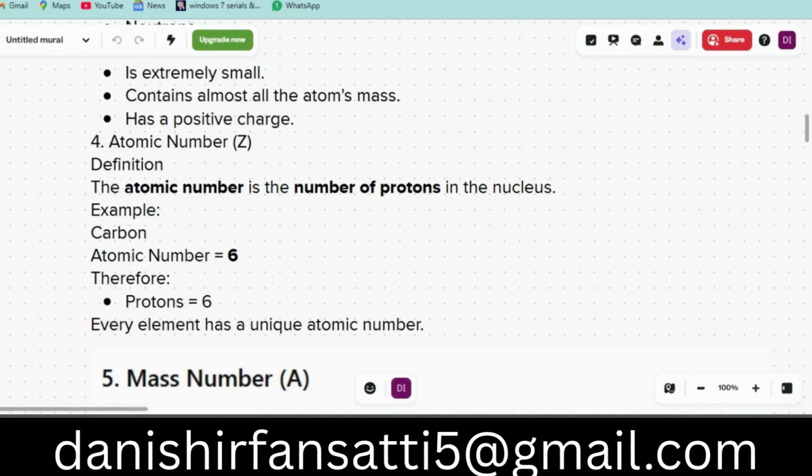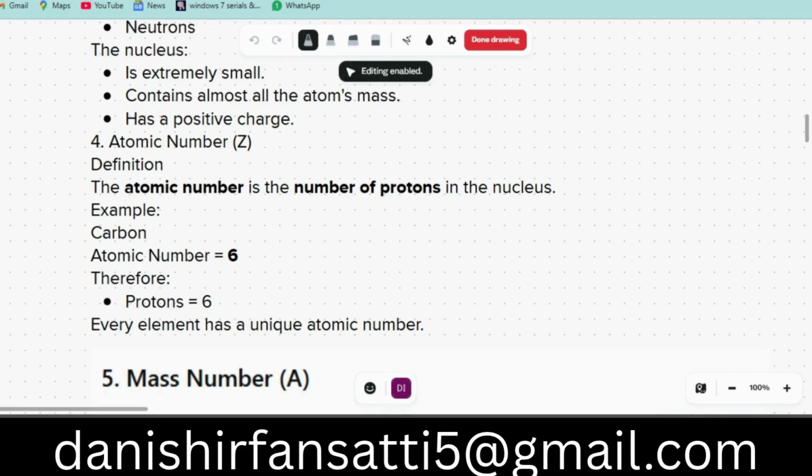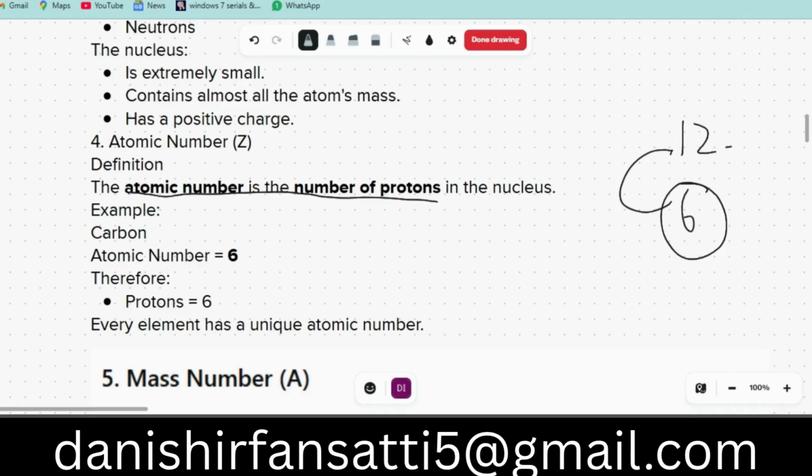Now we will discuss what is atomic number. Atomic number is the number of protons in the nucleus. Just remember that. For example, carbon has C, 6 and 12, so these are the proton numbers, 6. Every element has a unique atomic number. No two elements have the same atomic number, that's not possible.